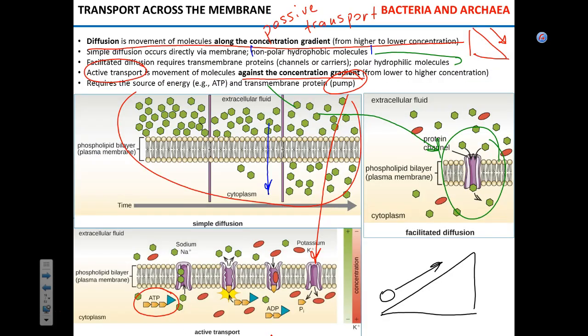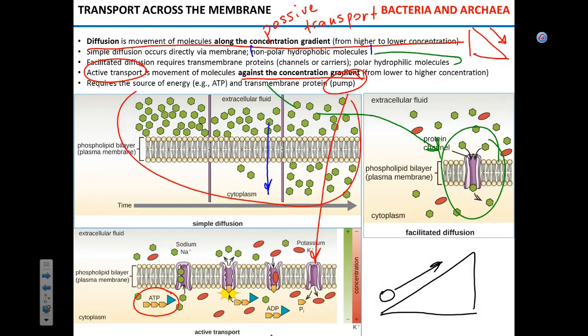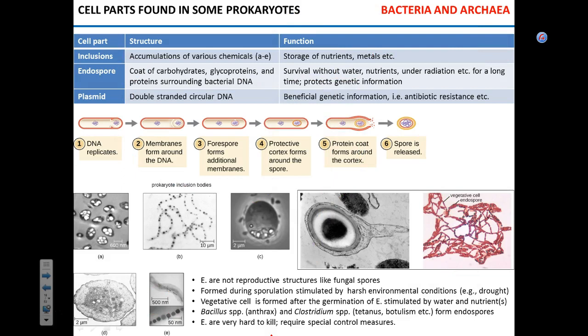Now, I want to highlight one quite important thing. You must know 4 cell parts that can be found in any bacterial cell, or for that matter, archaeal cell. So any prokaryote has a cell membrane, cytoplasm, nucleoid, and ribosomes. Am I clear? Now what about cell parts that can be found in some? We're going to start with inclusions.